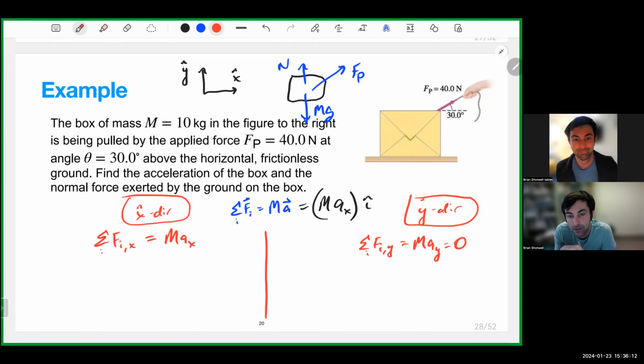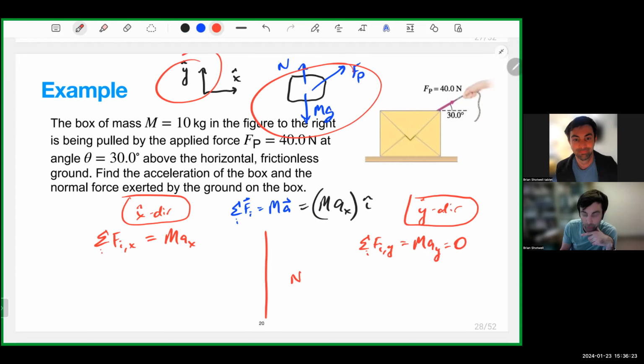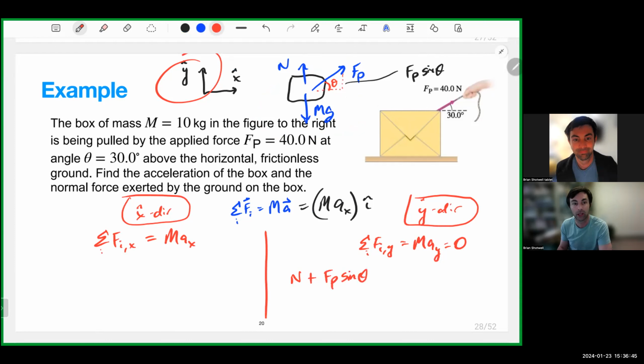So if I look at the y components of all the forces, it looks like all three have a non-zero y component. We have N, which is all in the plus y. And then FP, not all of it is pointing in the y direction, right? We have some angle theta. And the y piece right there is going to be FP sine theta. So this is plus FP sine theta. Still positive, right? The part of FP lying along the y direction points in the plus y rather than the minus y. And then minus mg is equal to 0.